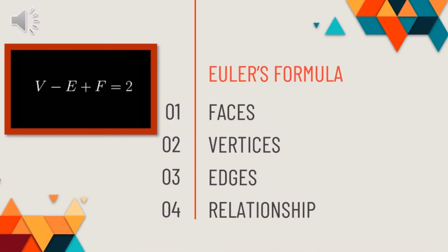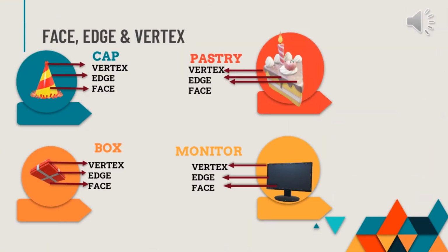Let's begin with the second view of the chapter. It covers faces, vertices and edges and their relationship with the help of Euler's formula. So what does a face mean? A face is a flat surface on a solid figure, while an edge is a side where two faces meet. And what about the vertex? A vertex is the corner of a shape where three or more faces meet. So in the figure shown on the screen, you can see a Christmas cap in which faces, vertices and edges have been clearly shown.